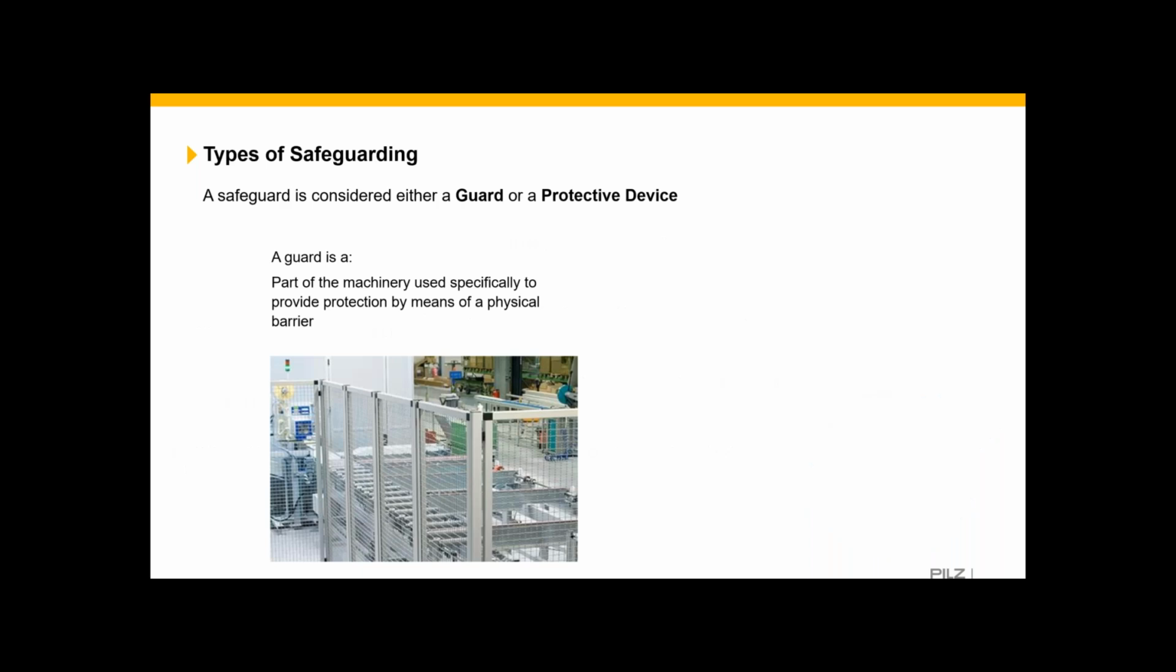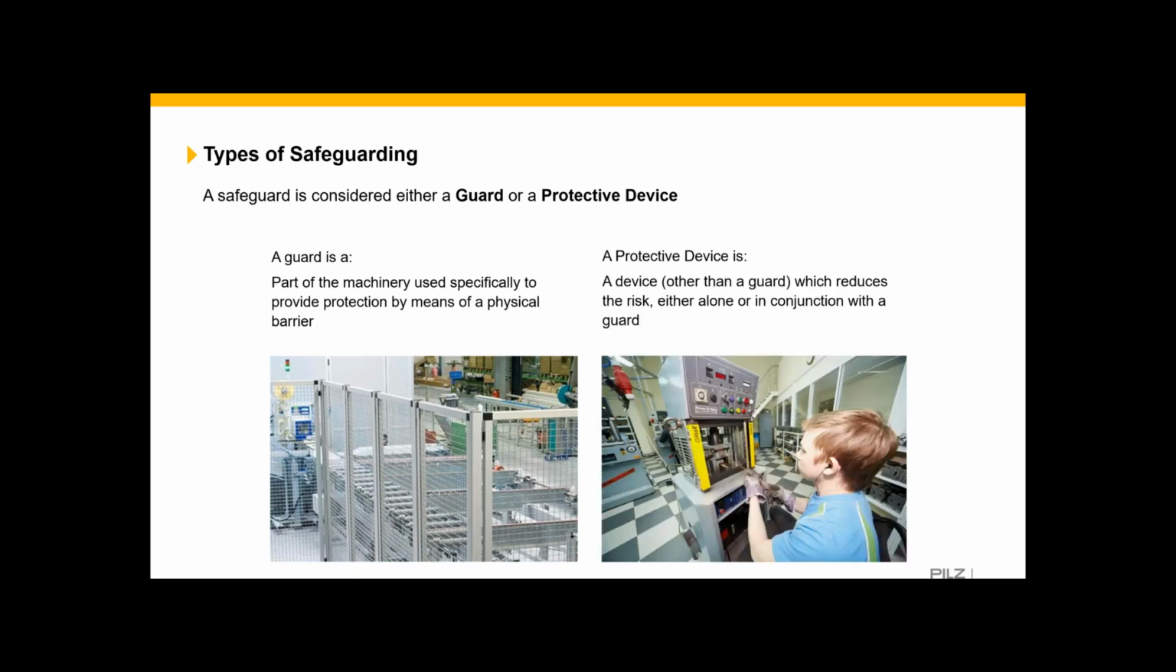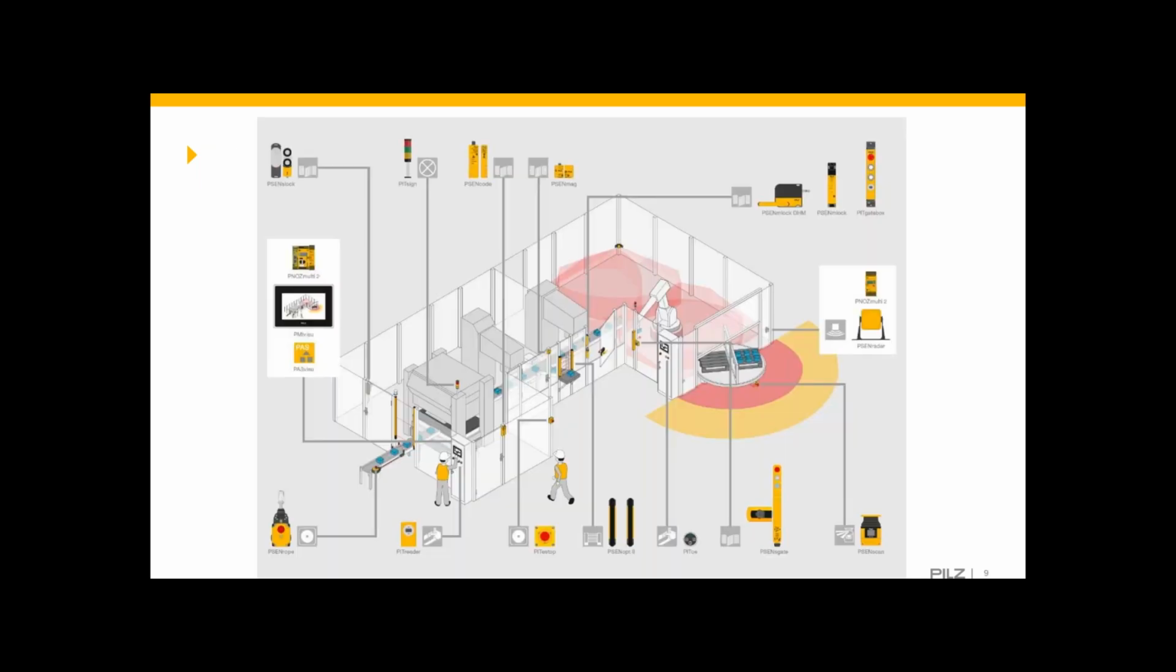So a safeguard is either a guard or a protective device, and a guard is part of the machinery used specifically to provide protection by means of a physical barrier. And a protective device is a device other than a guard which can reduce the risk either alone or in conjunction with a guard. An example of that would be a manufacturing cell that you see here. You've got perimeter guarding, and then you've got a number of other safeguards around it, such as interlocks, light curtain scanners, radar, etc.